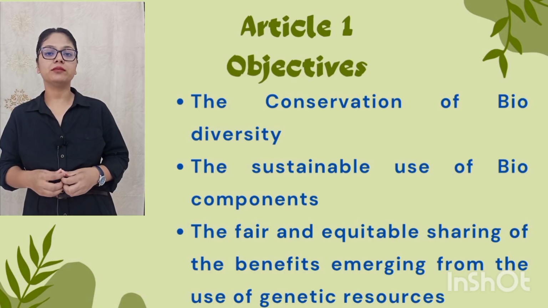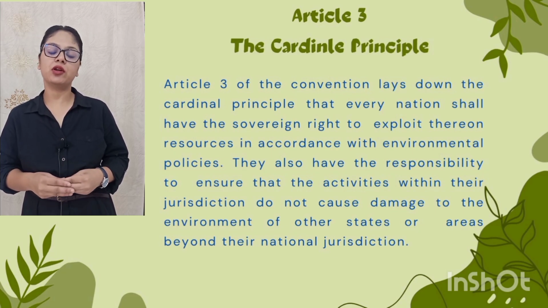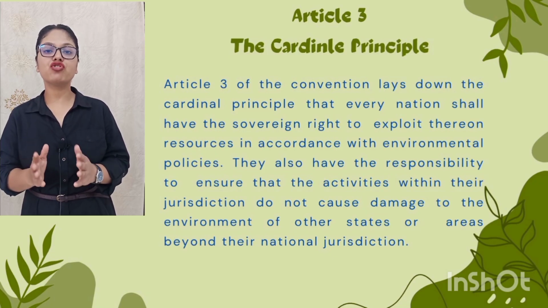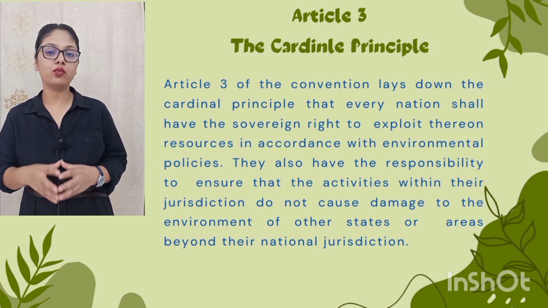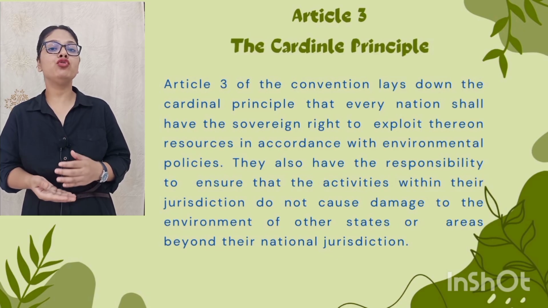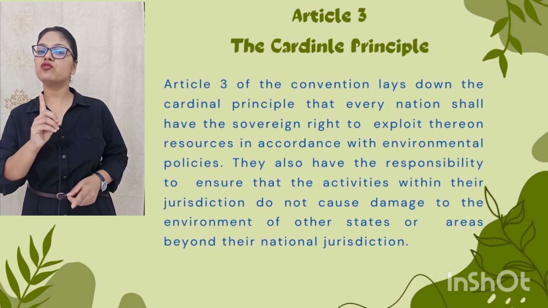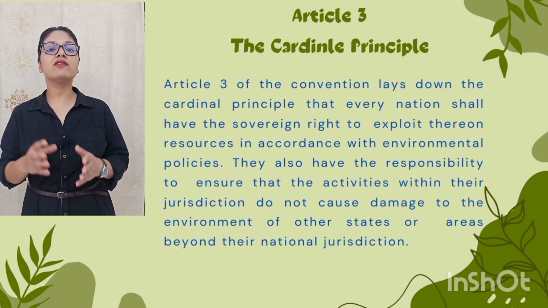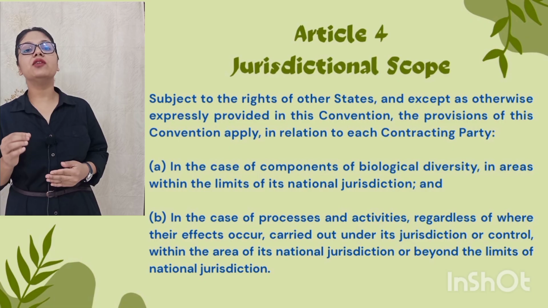Key provisions are: Article 3. Article 3 lays down the cardinal principle of the convention, which says that each country has its own biological resources and each country has a sovereign right over those resources. Sovereign right means they have the exclusive right to use and exploit these resources in whatever manner they want. But there is one restriction, that is, they cannot use these resources in a way that is adverse or harmful for other countries or states.